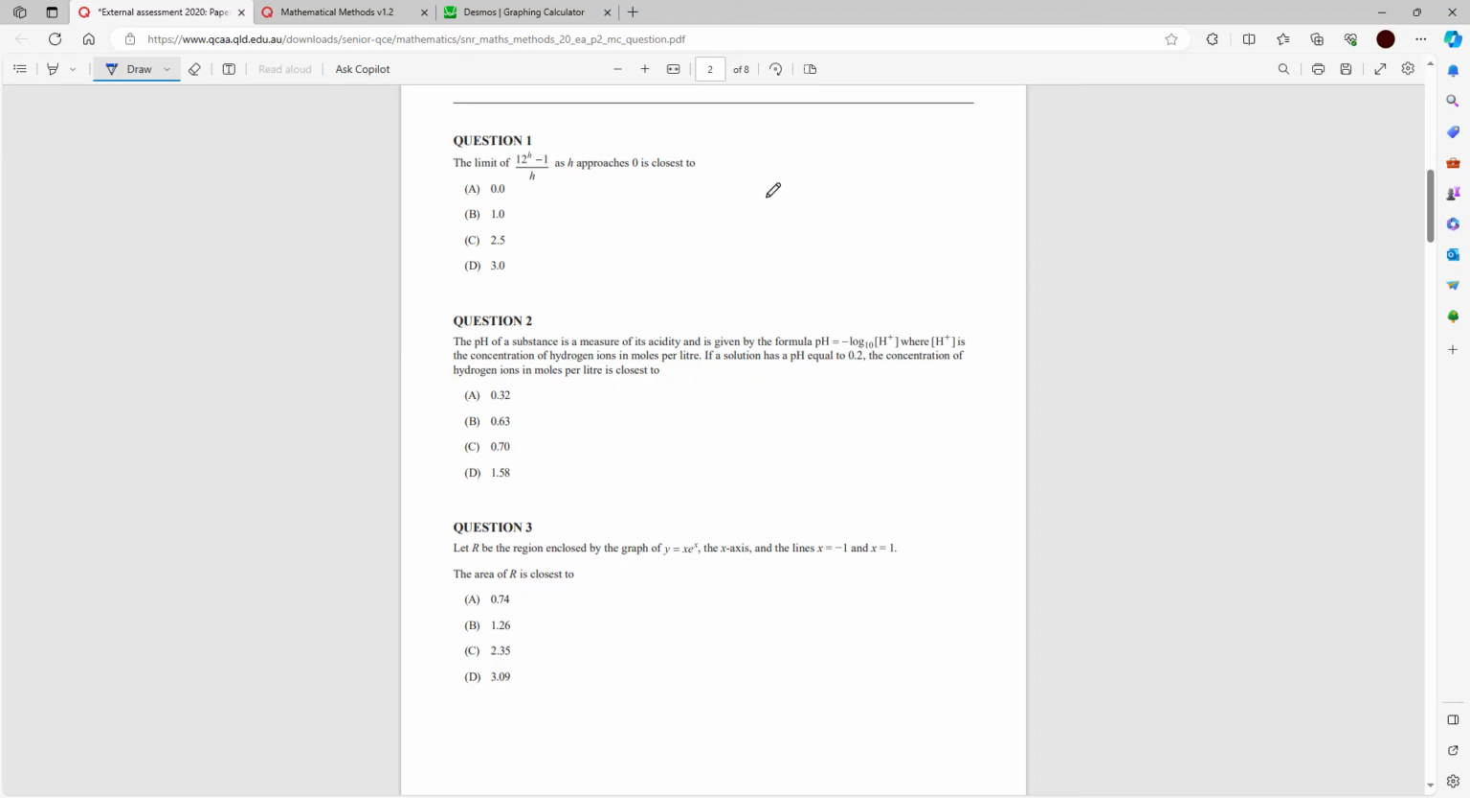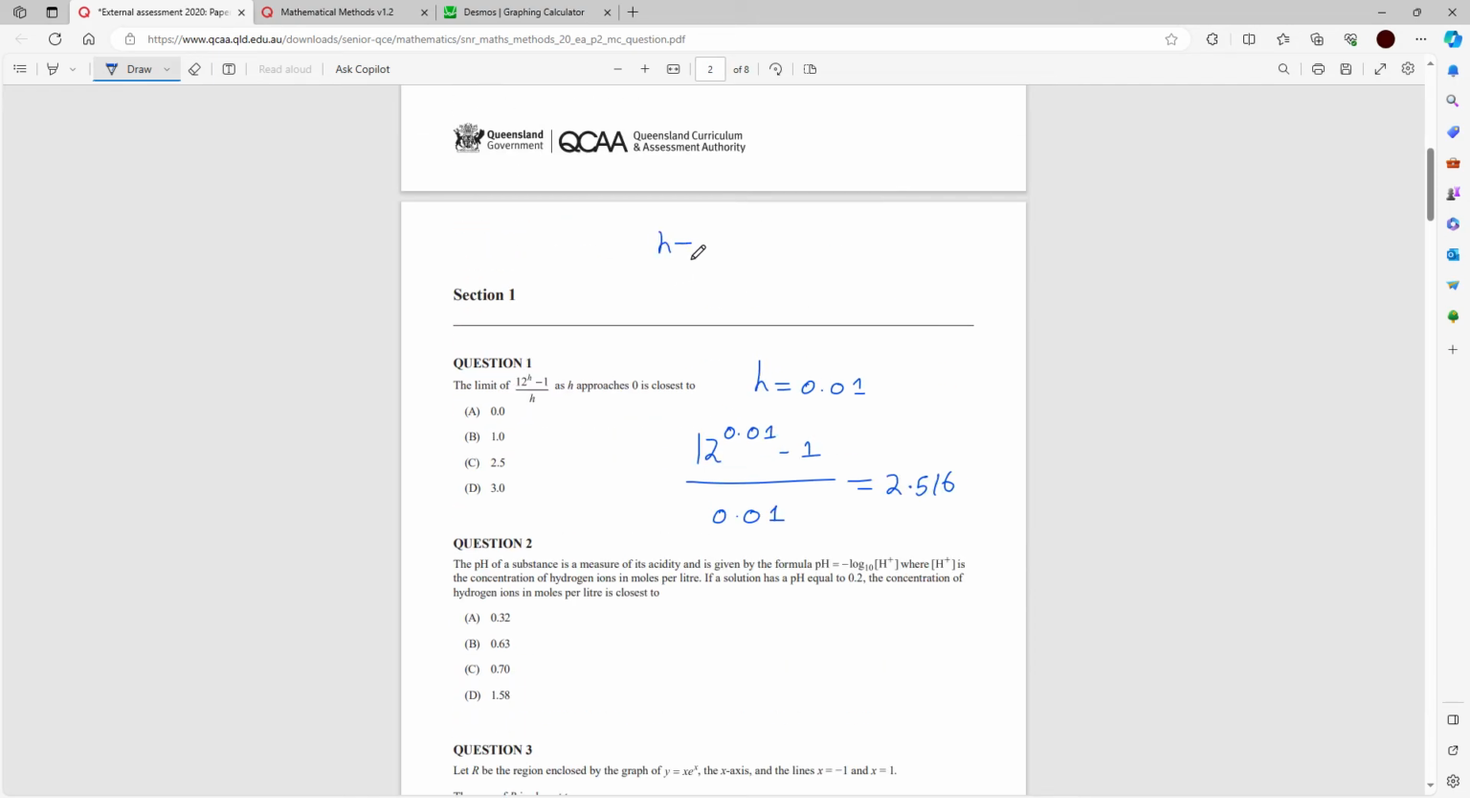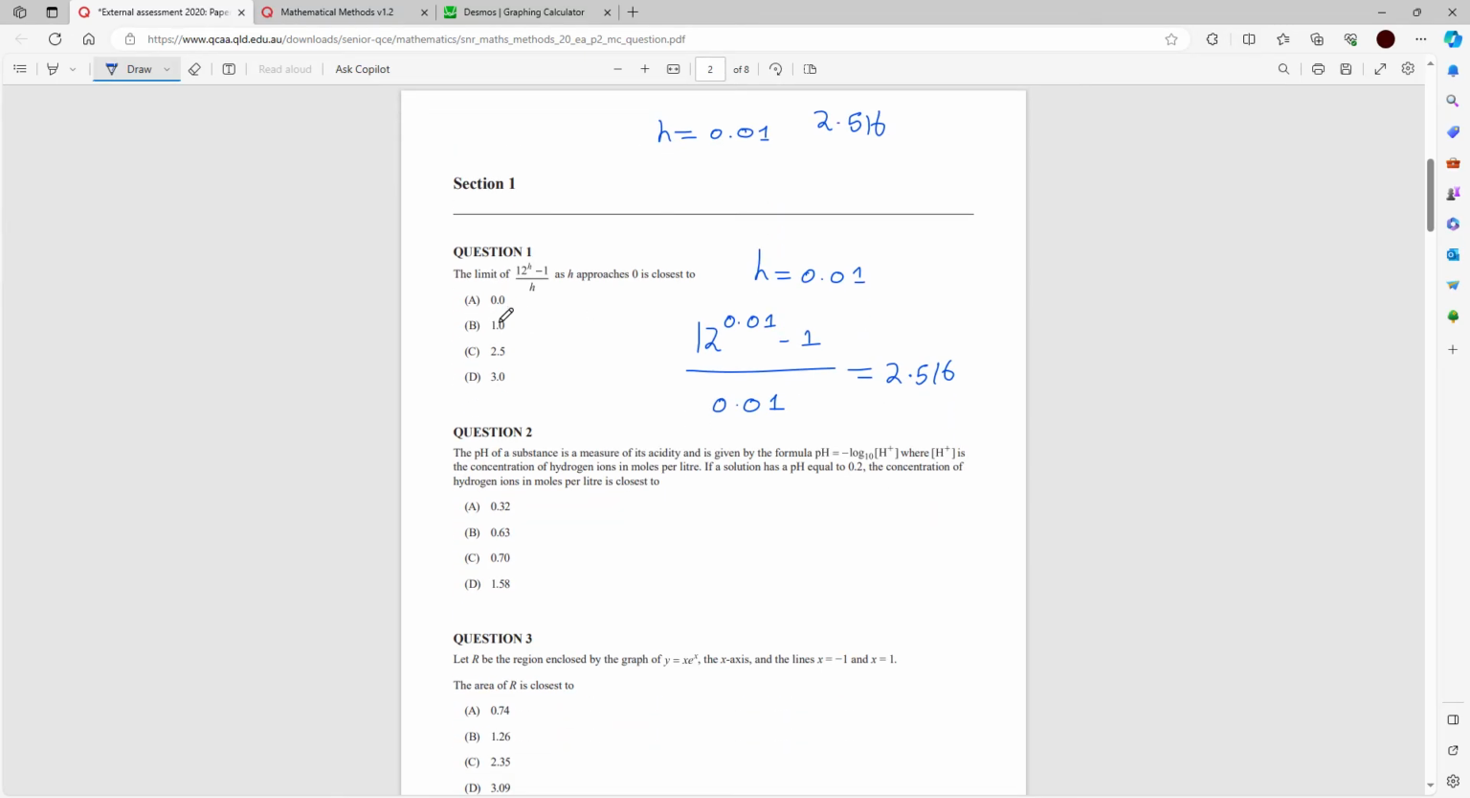So what I would do is put in a number h very close to 0. For starters, I would put in 0.01 and plug this into my calculator: 12 to the power 0.01, minus 1, all over 0.01. If I put that in, I get roughly 2.516. I'll write this up here just so I have a reference to it. At the start, I'm thinking C is looking kind of promising, but we have to see where it goes.